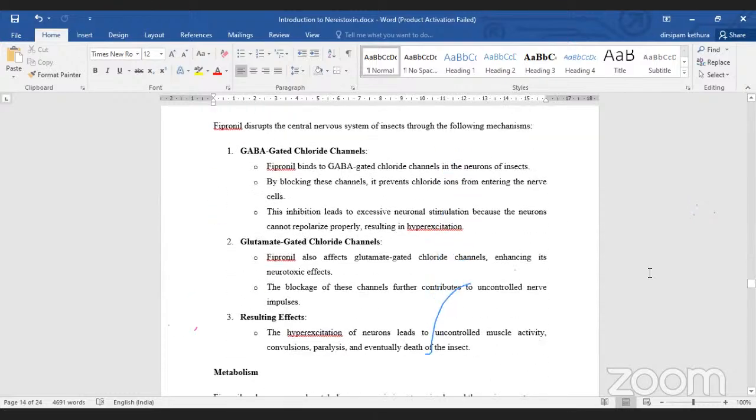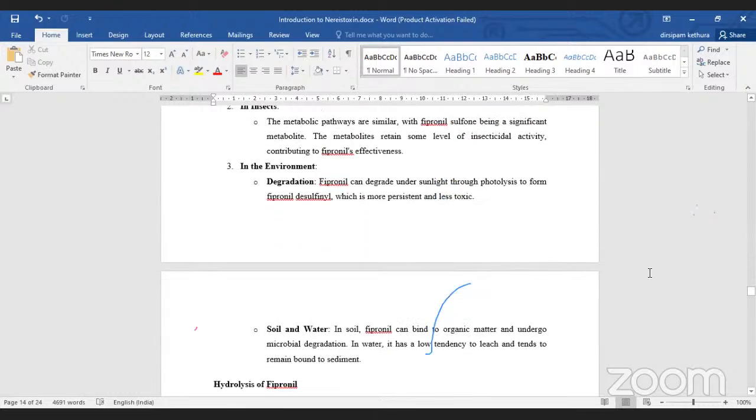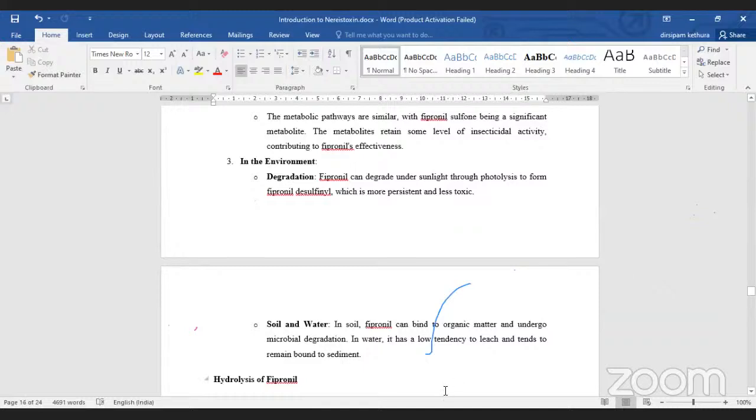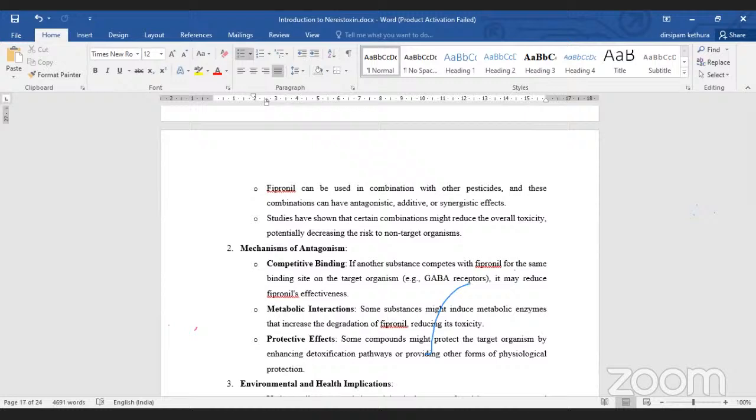Except chlorphenapyr, the others are acting on the nervous system, right? Yes. But in some of the cases, you are seeing pro-insecticide activity. It should be activated before it shows its toxicity.